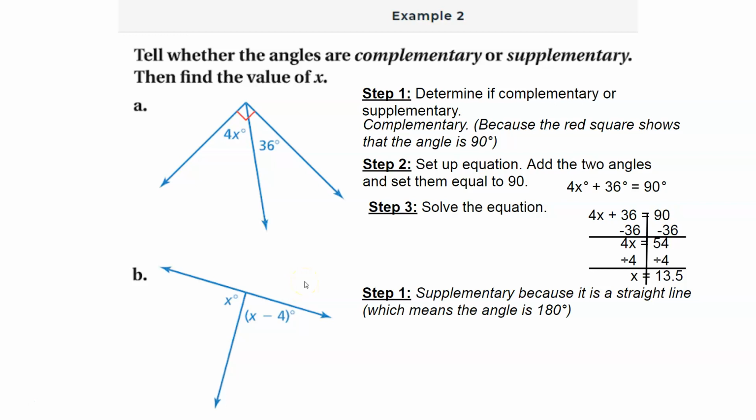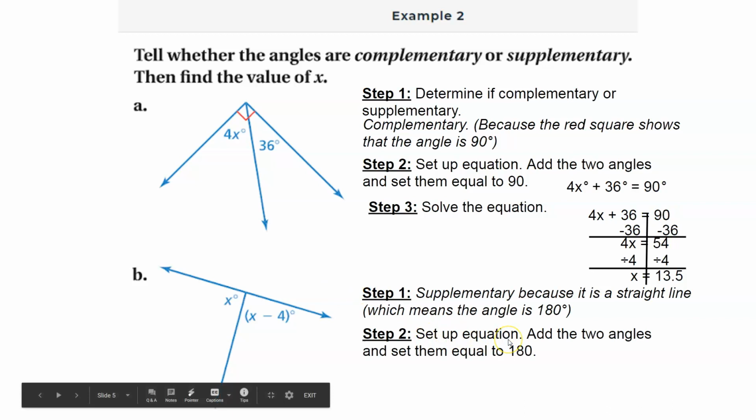Step 2 is to set up the equation. Now, for supplementary angles, we added the two angles together, and they had to be equal to 180 degrees because it's supplementary. So we set up the equation where you add the two angles and set them equal to 180 degrees. And this is what it will look like. We have x degrees, that's this angle over here, and we have x minus 4, and we have it in parentheses here. Now I'm running out of room here at the bottom.